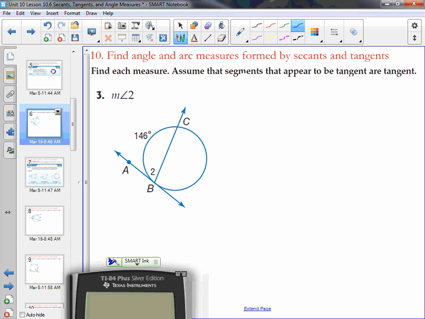Number 3. They want us to find the measure of angle 2. This time we have a tangent segment. Segment AB is in fact, line AB is a tangent line. Point B is the point of tangency. So, the measure of angle 2, since the vertex is on the circle, is half the measure of the intercepted arc. So the measure of angle 2 is half the measure of 146, or just half of 146. What's half of 146? And that's the measure of angle 2.